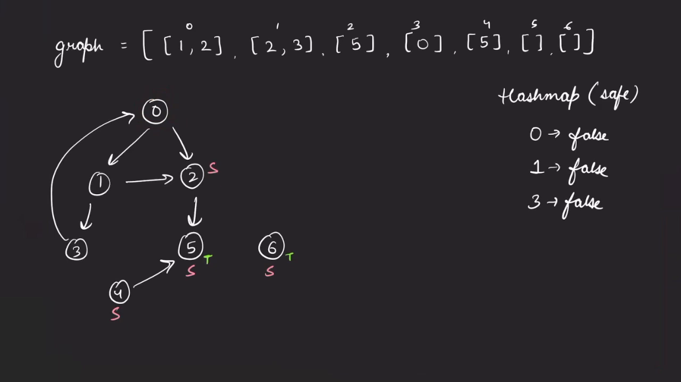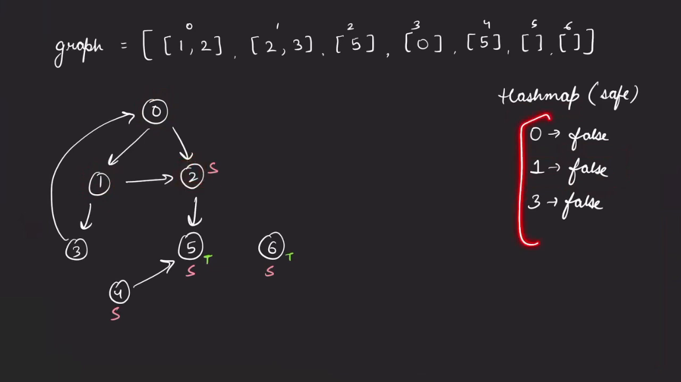Then we will apply DFS for the next node, which will be node 1, right? So for node 1, we will check in the hash map, node 1 is already present with a value as false. So that means we have visited node 1 already, right? And it is not a safe node, right? So we will not visit its paths again. We will move on to the next node. So next node will be node 2.